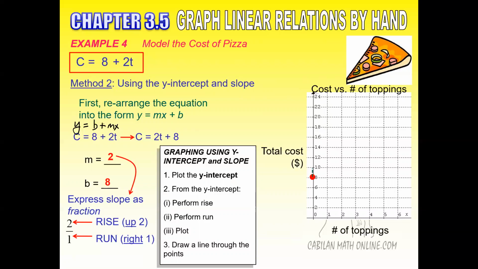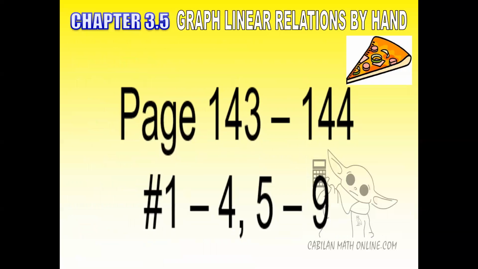And the run is going to be 1, because if you take a look at the number of toppings, those numbers are going up by 1. And we have 2 points, so again, draw a straight line through the 2 points.